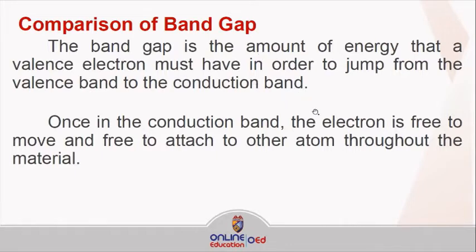Once in the conduction band, the electron is free to move and free to attach to other atoms throughout the materials. Okay, kaya dito nagkakaroon ng conduction ng isang materials. Kasi yung electron is free to move and free to attach to other atoms throughout the materials. After nito na mag-jump from valence band papunta sa conduction band, through the band gap or the amount of energy that valence electrons must have. Okay, next.